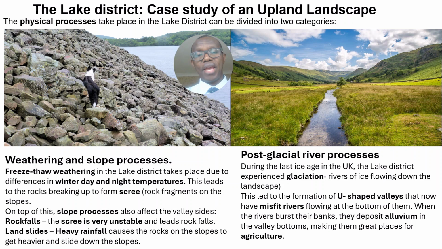Okay, so the example of an upland landscape that we are going to look at is the Lake District here in the UK. And there are physical processes that are taking place here, and we are going to divide them into two categories. Now, the first category we are going to look at is weathering and slope processes. So weathering is the breakdown of rock, and in this case here, freeze-thaw weathering is the type of weathering that is taking place.